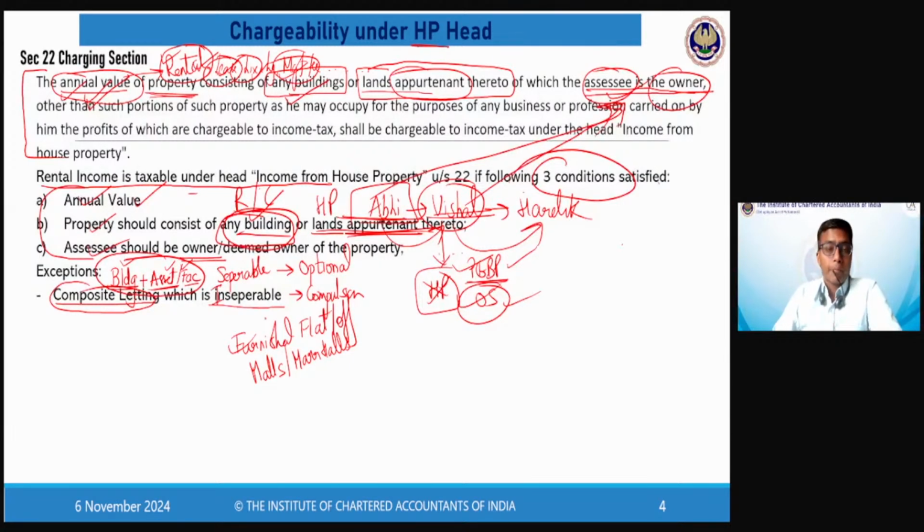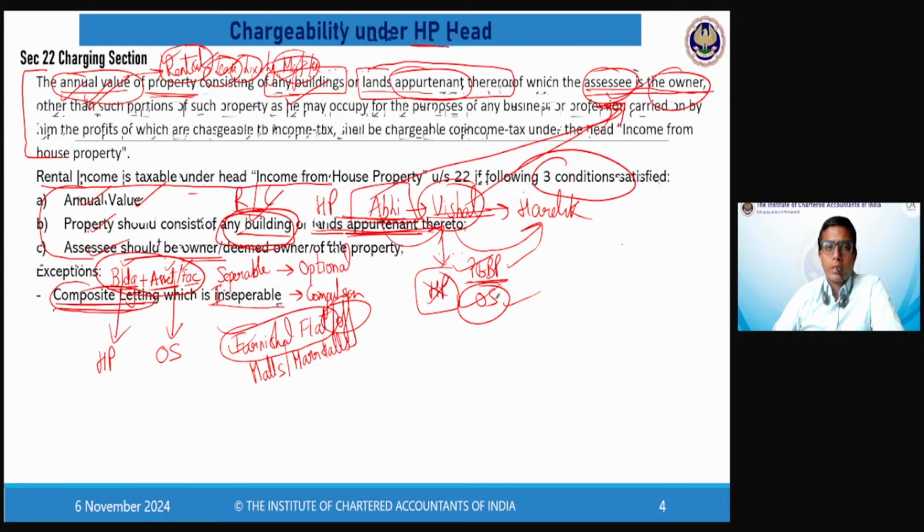So it is optional. Now if somebody opts for this, okay, give me a furnished flat or furnished office, but it was never a compulsion, it was optional. In that case, the law says bifurcate the rent between the rent of building and the rent of the furniture and assets. The rent attributable to building will be part of HP head and this will be part of the other sources head. When the composite letting is separable, separable means it was optional to give the assets and facilities along with the area. It was not compulsory, it was optional and he opted for it.